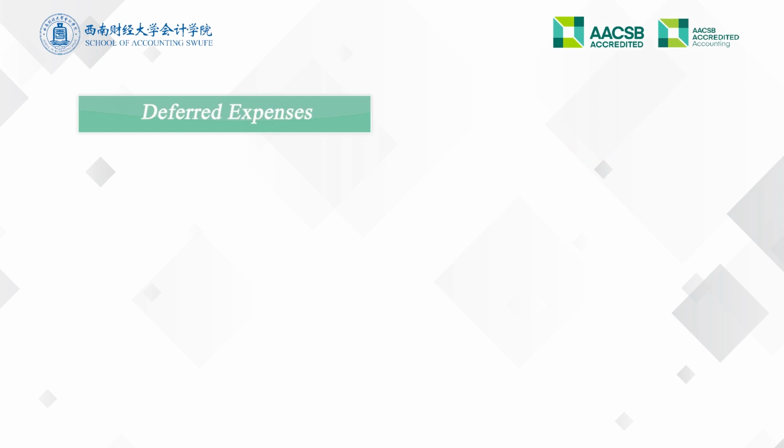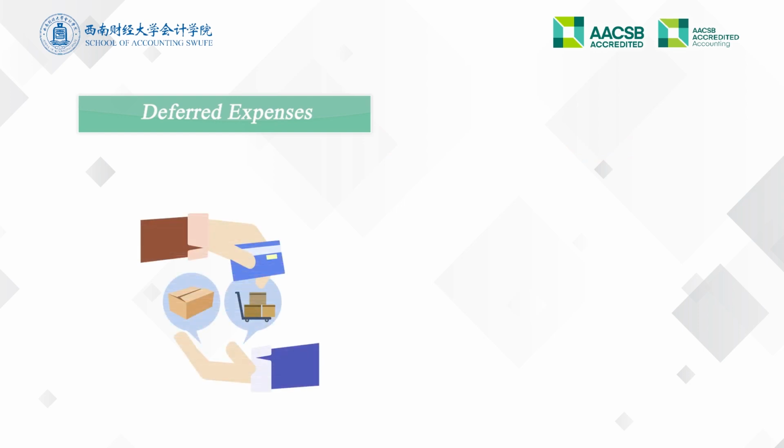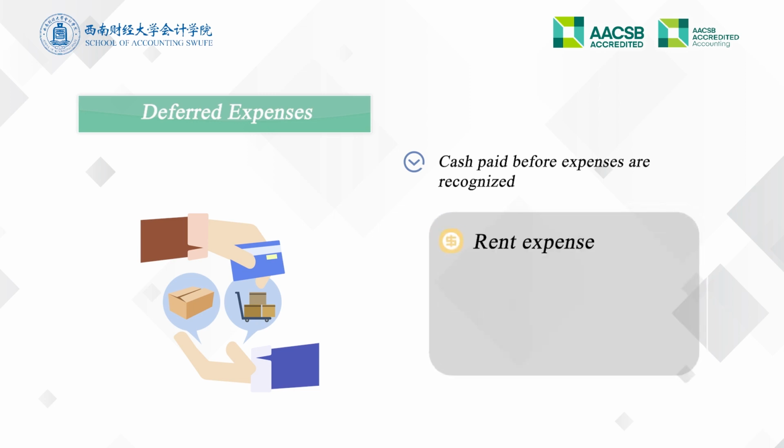The first type of adjusting entry is deferred expenses, that are the cash paid before expenses are recognized. A good example of deferred expenses is the rent expense. This type of expense usually requires a company to pay cash first, then use the asset in the future. That is cash paid before recognizing expenses.